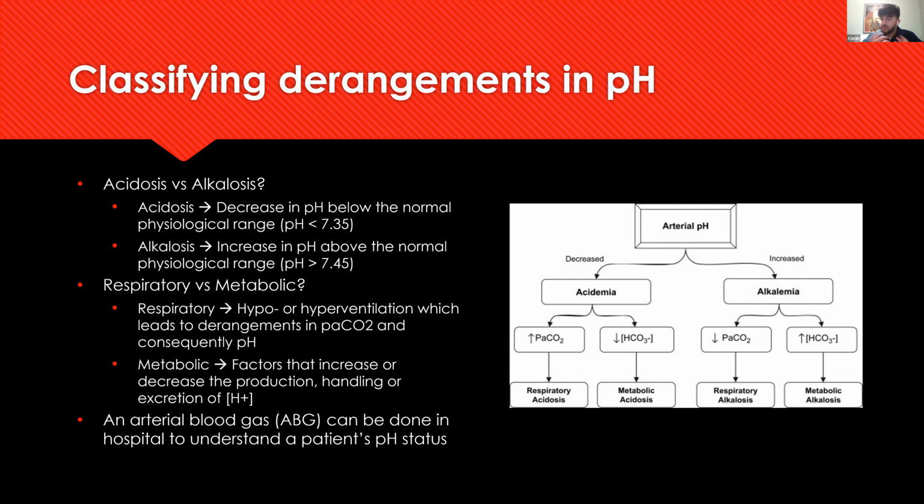And then once we've identified that a patient is either alkalotic or acidotic, we then want to find out whether this is due to a respiratory cause or a metabolic cause. So respiratory causes will be due to changes in the ventilation rate, while metabolic will be due to either ingested or produced factors, which are altering the pH balance.